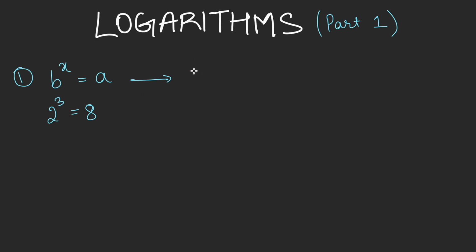This can be written in the form log base b of a is equal to x. What this essentially means is that b to the power of x will give me the answer a. So it forms a full circle in anti-clockwise direction. Now this is particularly useful when you don't know, say, if I have 2 to the power x is equal to 16 and I don't know the value of x.